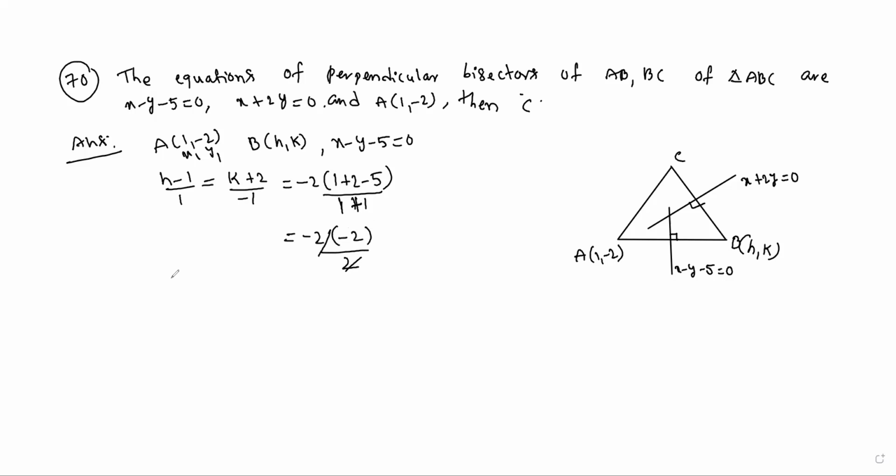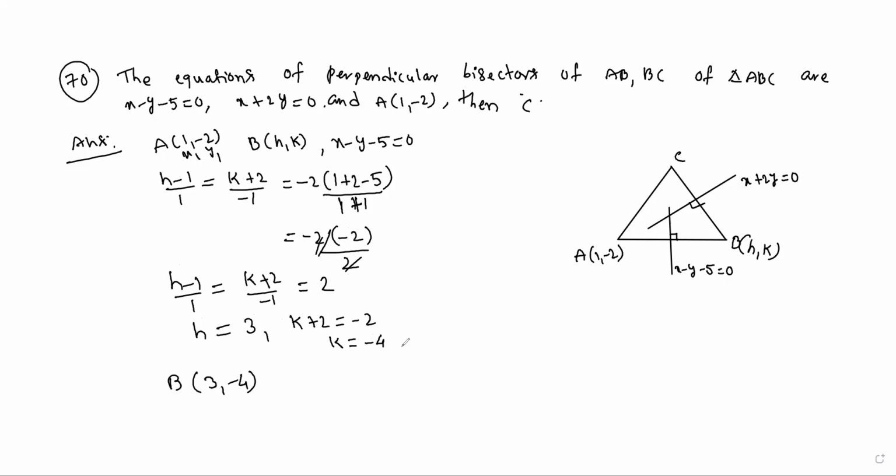The 2 gets cancelled. Here h minus 1 by 1 equals k plus 2 by minus 1, minus into minus, because the 2 is cancelled, only plus 2. h is equal to, if you send minus 1 to that side, 2 plus 1, that is 3. k plus 2 is equal to minus 2, so k is equal to minus 4. Now the point B, what did I get finally? 3 comma minus 4.